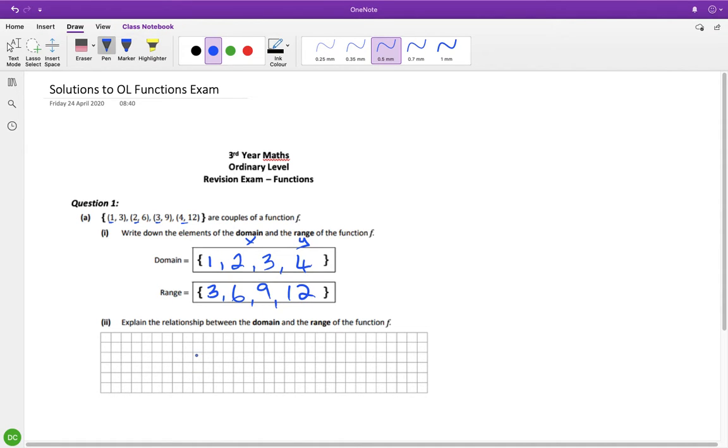Explain the relationship between the domain and the range. Okay, so it goes from 1 to 3, and then 2 to 6, and then 3 to 9. So we're going from 1, and the range for 1 is 3. We're starting at 2, and the range for that is 6. Starting at 3, and that turns into a 9, and 4 becomes a 12.